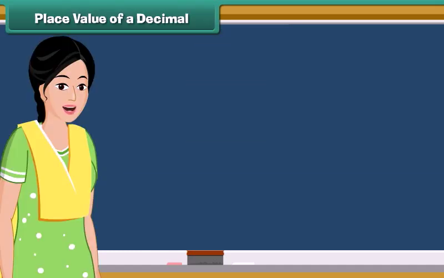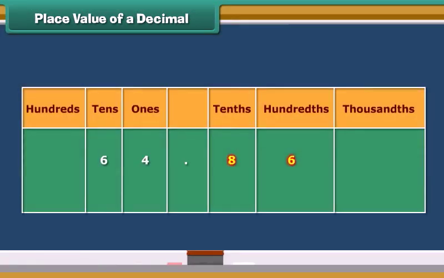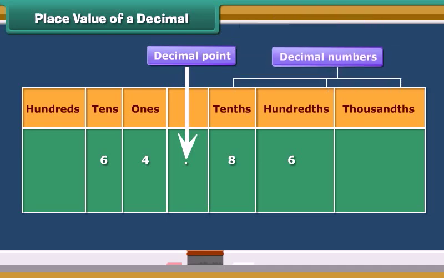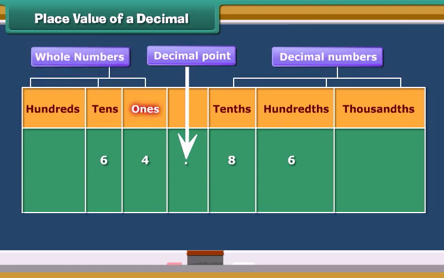Well, writing the decimals is pretty easy. Numbers to the right of the decimal point are decimals. The place values are tenths, hundredths, thousandths, and so on. Whereas numbers to the left of the decimal point are whole numbers. The place values are ones, tenths, hundredths, and so on. Therefore, we read this number as 64 and 86 hundredths.